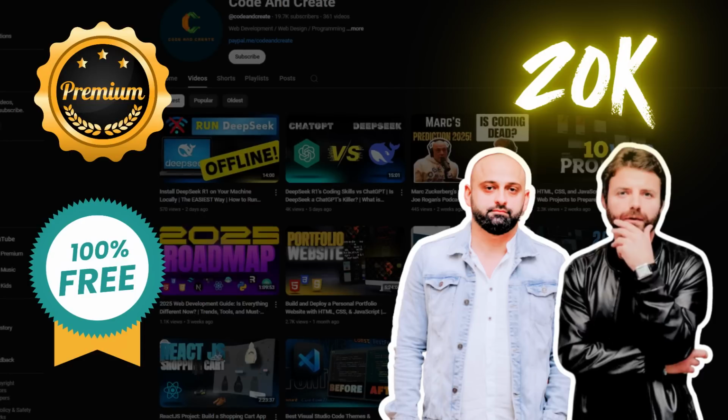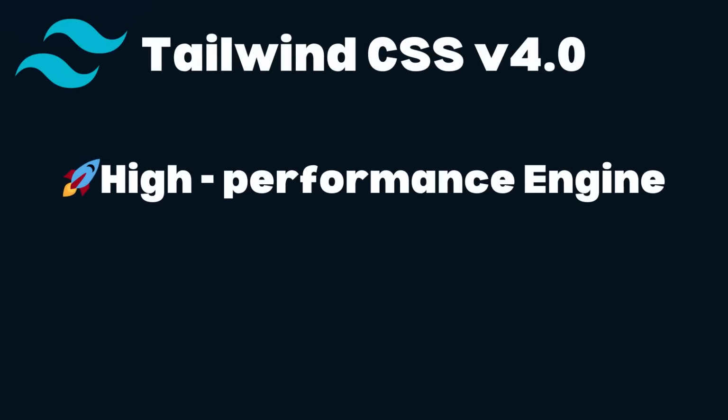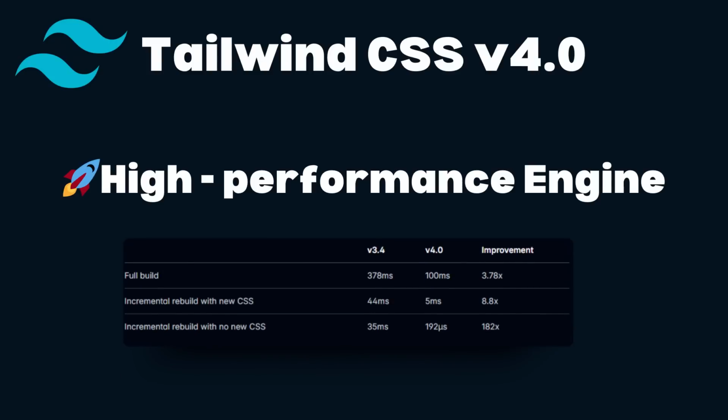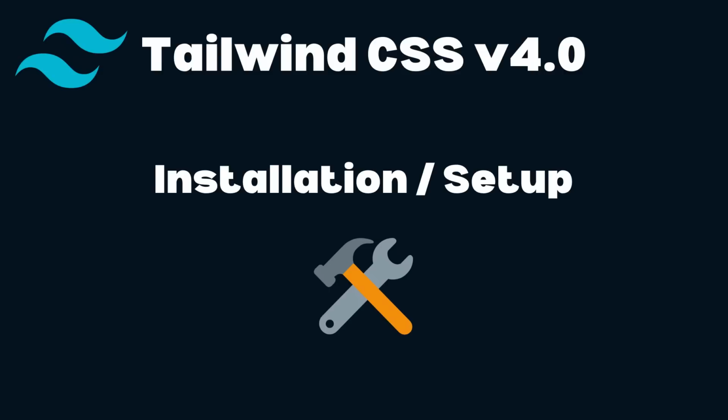Now, let's jump into today's topic and talk about one of the most groundbreaking improvements in Tailwind CSS 4, the new high-performance engine. This version is a complete rewrite of the framework, built from the ground up with speed and efficiency in mind. The results are pretty surprising. Full rebuilds are now over 3.5 times faster, and incremental builds are over 8 times faster. These performance gains mean smoother workflows, faster iterations, and more time spent building great designs instead of waiting for your CSS to compile.